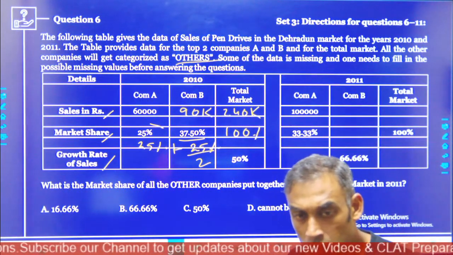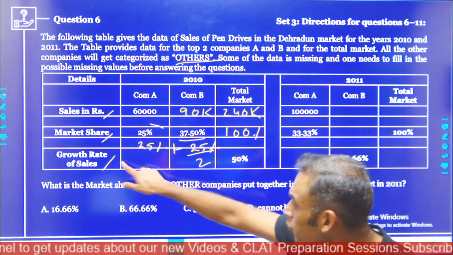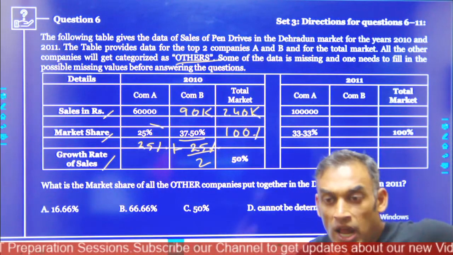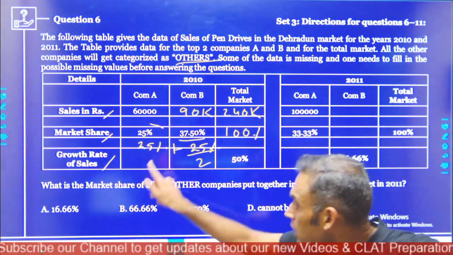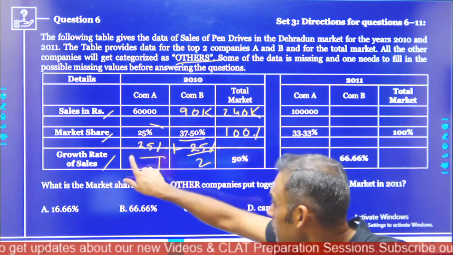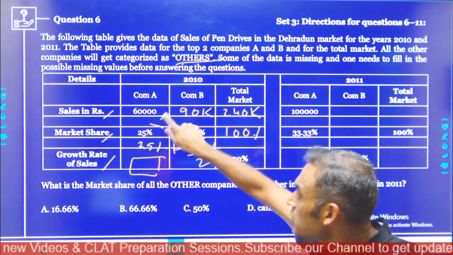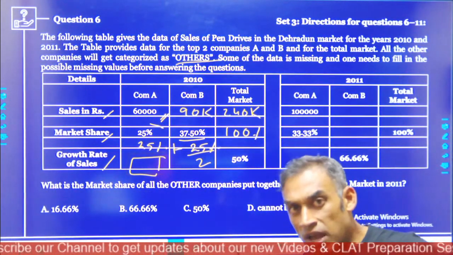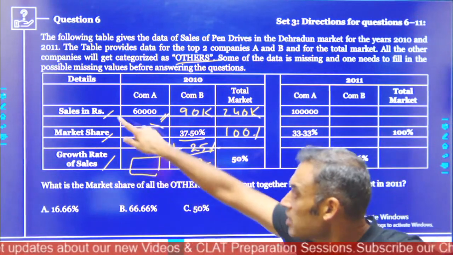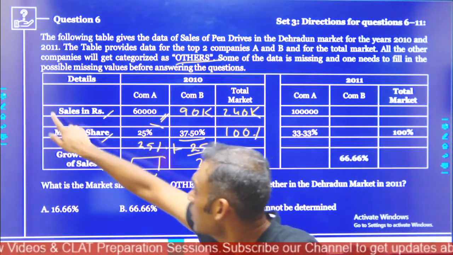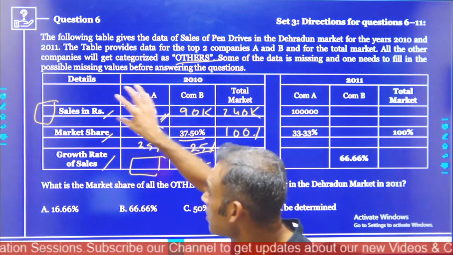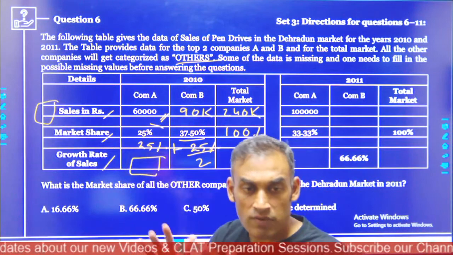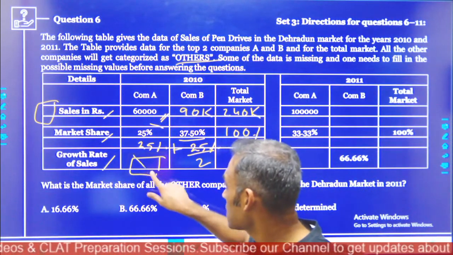Got it? Now, we have to find out growth rate of sales. What is growth rate? How much I grew over last year. So we need to find out this. So this value is given, but last year's value is not given. So if last year's value is not given, can we find this? I need last year's value, no? Because then I will do this minus this upon this into 100 to calculate. But last year's value is not given. Therefore, this cannot be determined.